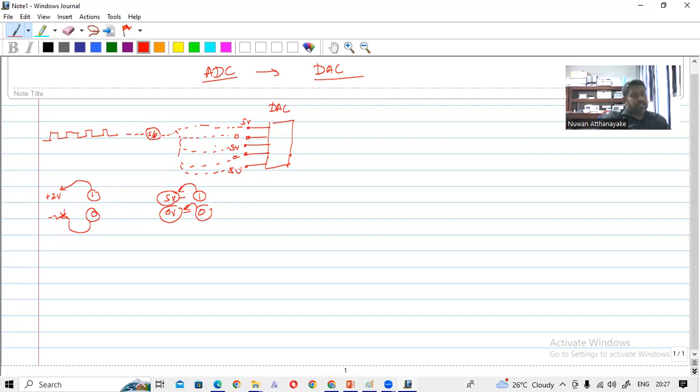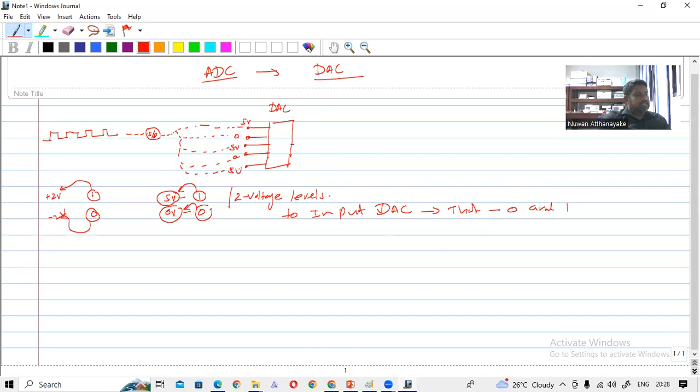So you already have this idea. Anyway, we are given a digital voltage here. That means a few voltage levels should be there. Most probably it will be 2 voltage levels. So you normally give 2 voltage levels to the input of the DAC, and those voltage levels will represent 0 and 1.